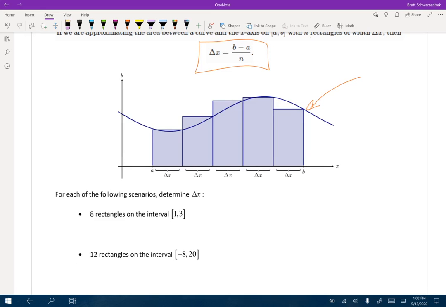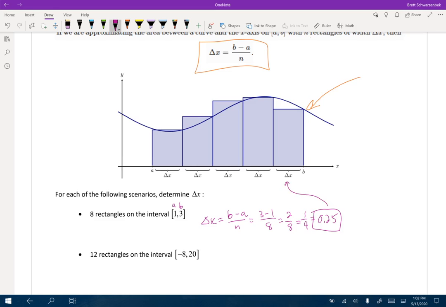Well, the change of x would be equal to, again, b minus a over n. Well, this is a and this is b. So we would get 3 minus 1 over 8, which is 2/8, which is 1/4, which in this section, we're not going to be dealing really with fractions. This is a purely, mostly decimal approximation thing. So basically, we would want to know that the change of x is 0.25, which is going to be the length of every base of the rectangle.